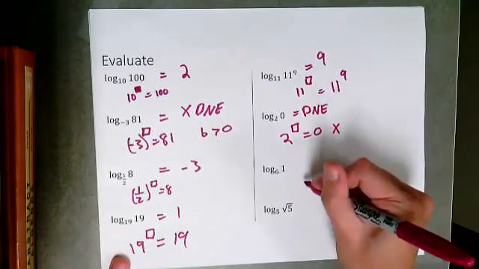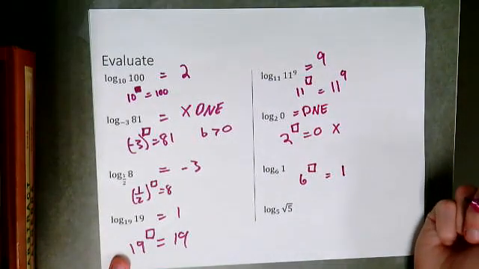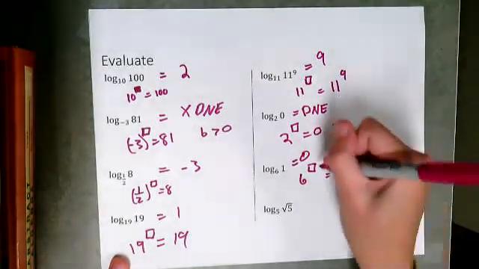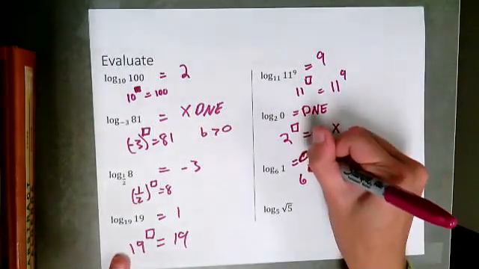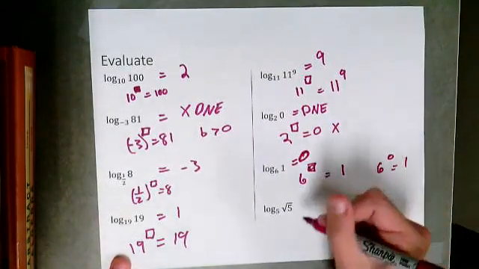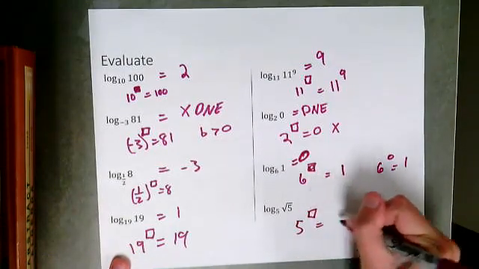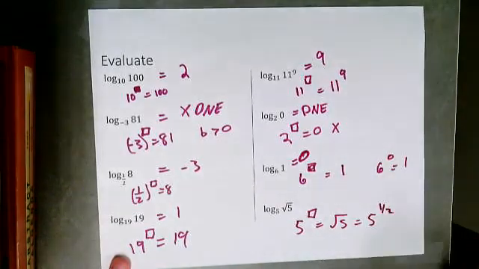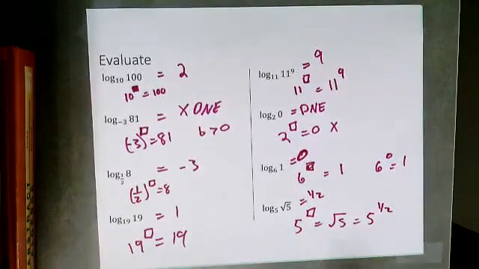Log base 6 of 1. 6 to the something is equal to 1. Well, that can happen, and that would mean that that something has to be 0. Yeah, looks like I'm just filling in that box. It's 0. 6 to the 0 is equal to 1. Okay. Log base 5 of the square root of 5. So 5 to the something is equal to square root of 5. Rewrite this. This is the same thing as 5 to the 1/2. So this guy has to be 1/2. Okay.